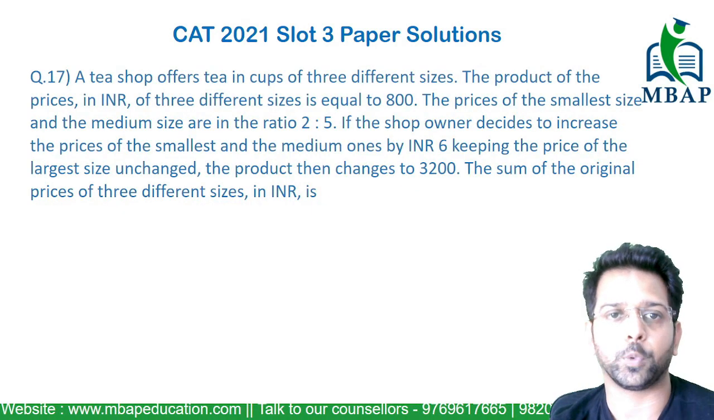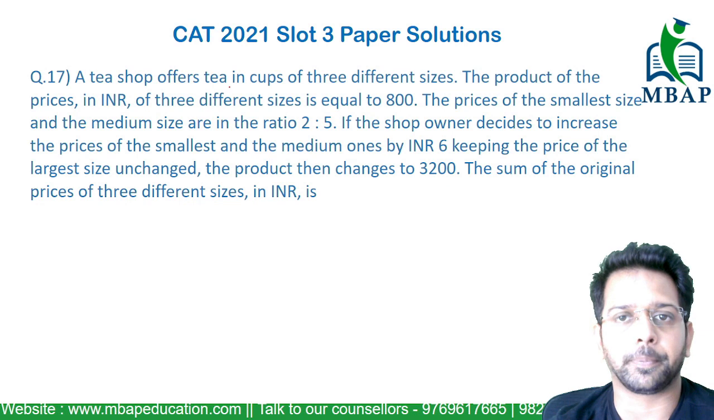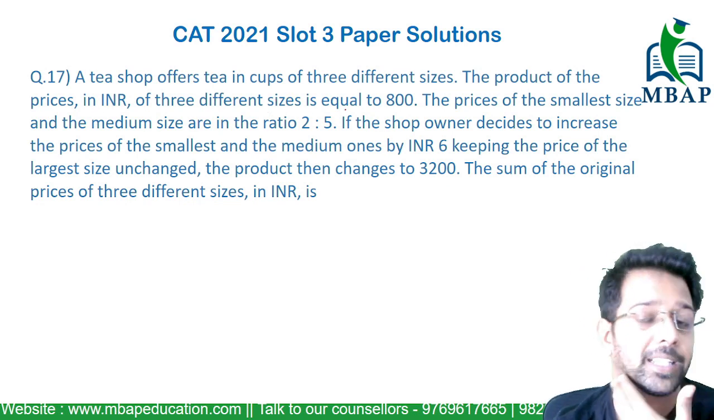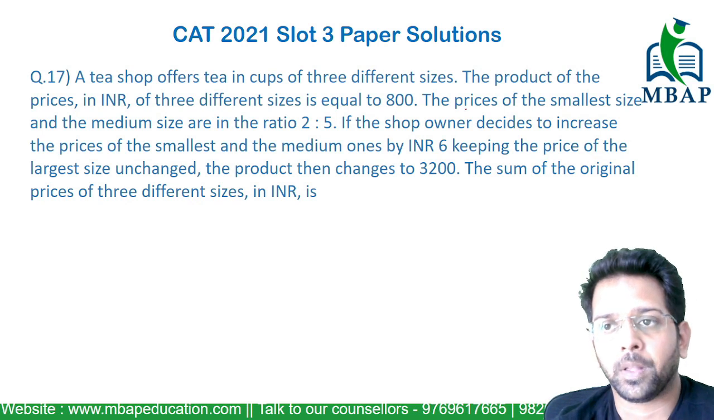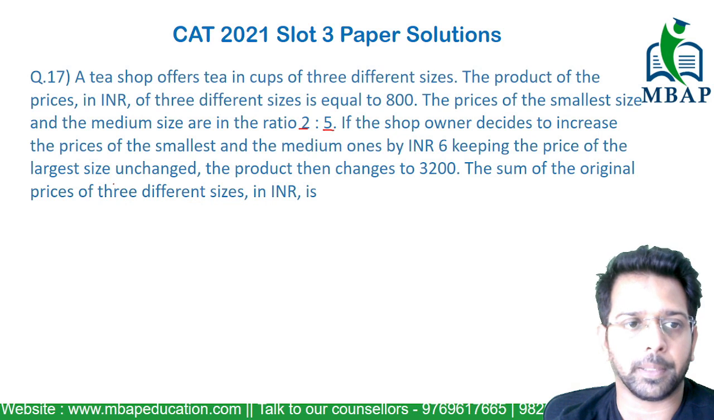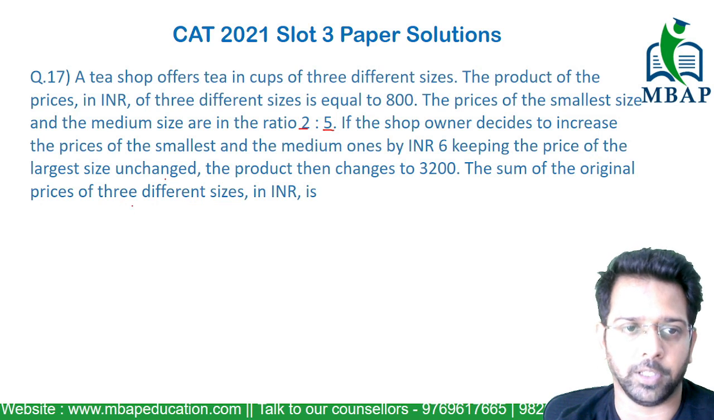Let's have a look at the next question. Read the question well. The question says, a tea shop offers tea in cups of different sizes. The product of the prices of the three sizes is equivalent to 800. The prices of the smallest size and the medium size are in the ratio of 2:5. If the shop owner decides to increase the price of the smallest and the medium ones by ₹6, keeping the price of the last unchanged, the product becomes 3200. The question is, find the sum of the original prices.